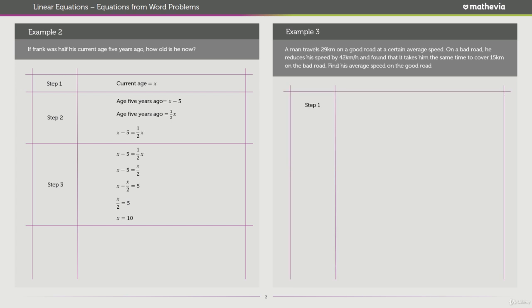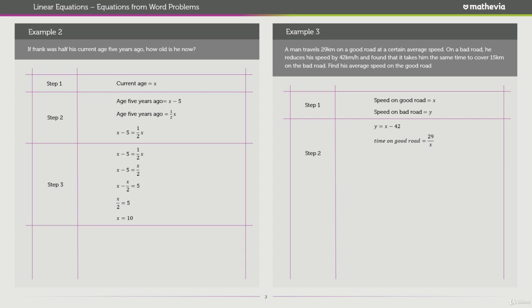What is our variable? What are we looking for? We're looking for the average speed on the good road, and we're going to call the average speed on the good road x. Now let's call the average speed on the bad road y. And we've been told that y equals x minus 42. So he was traveling on the good road at a certain average speed, and then he moved over to the bad road and he had to reduce his speed by 42 kilometers. So the speed on the bad road is x minus 42.